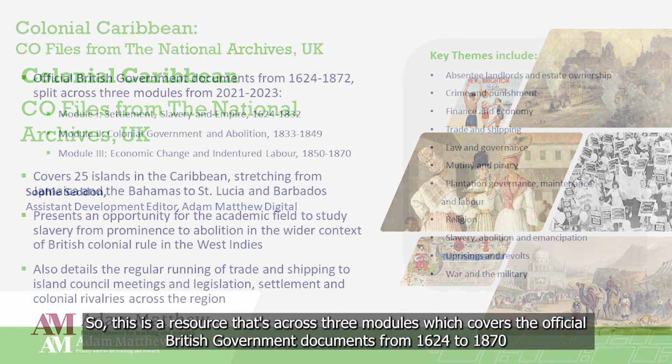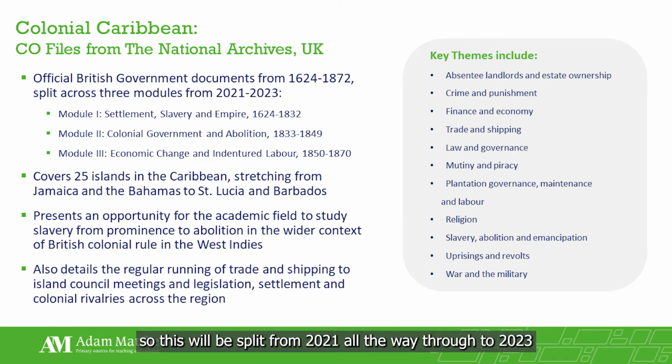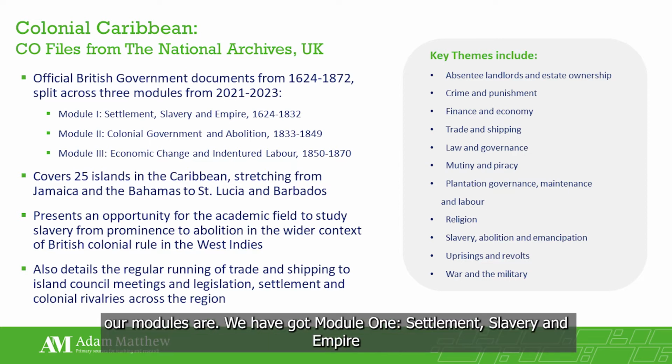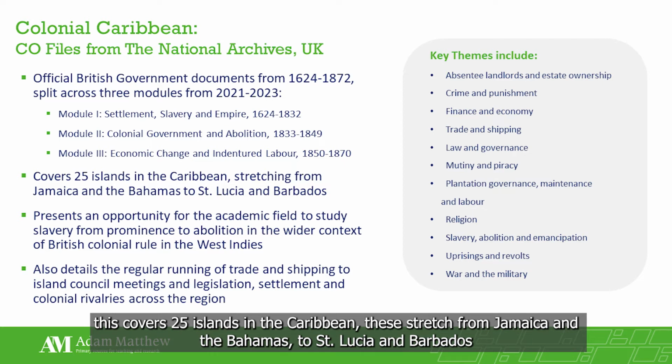This is a resource across three modules, which covers the official British government documents from 1624 to 1870. It will be released from 2021 all the way through to 2023. Our modules are Module 1, Settlement, Slavery and Empire, then Colonial Government and Abolition, and Economic Change and Indentured Labour. This covers 25 islands in the Caribbean.